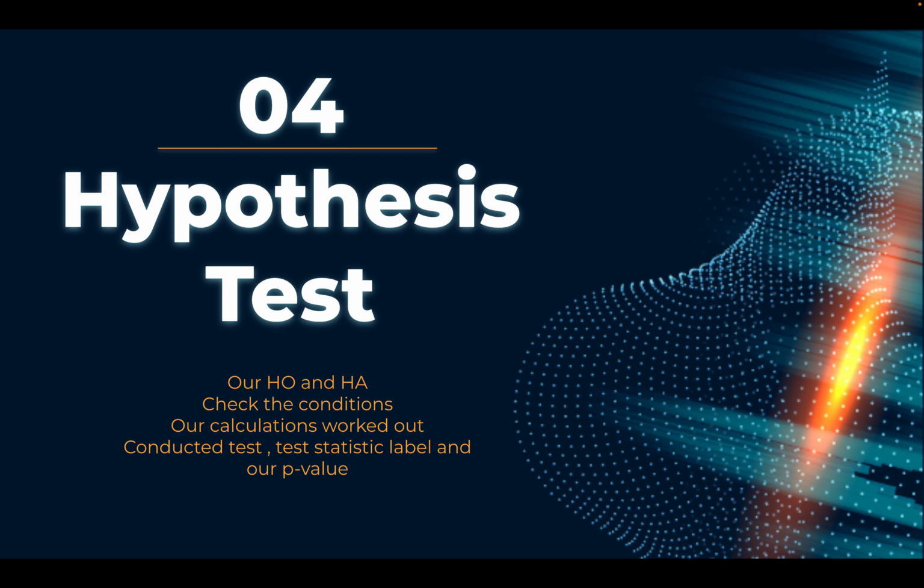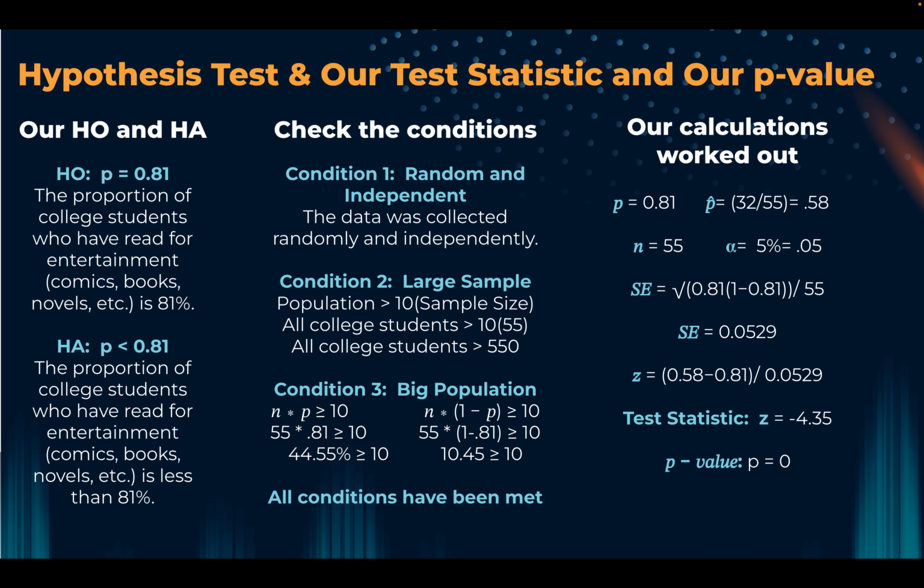Next is our hypothesis test. Our null hypothesis, or H0, stated that the proportion of college students who have read for entertainment is 81%. Our alternative hypothesis, or HA, stated the proportion of college students who have read for entertainment is less than 81%. If you are wondering where we got that 81%, we found it from our research, which stated that 81% of students have read books outside of education.